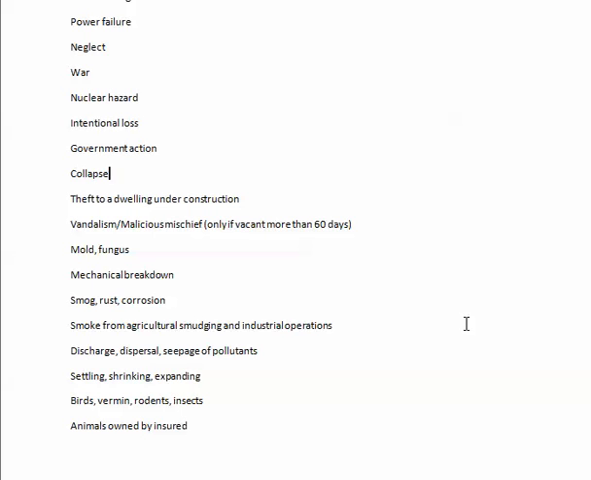This type of policy is probably your best bet if you own a single family home, and this is the policy most homeowners purchase.